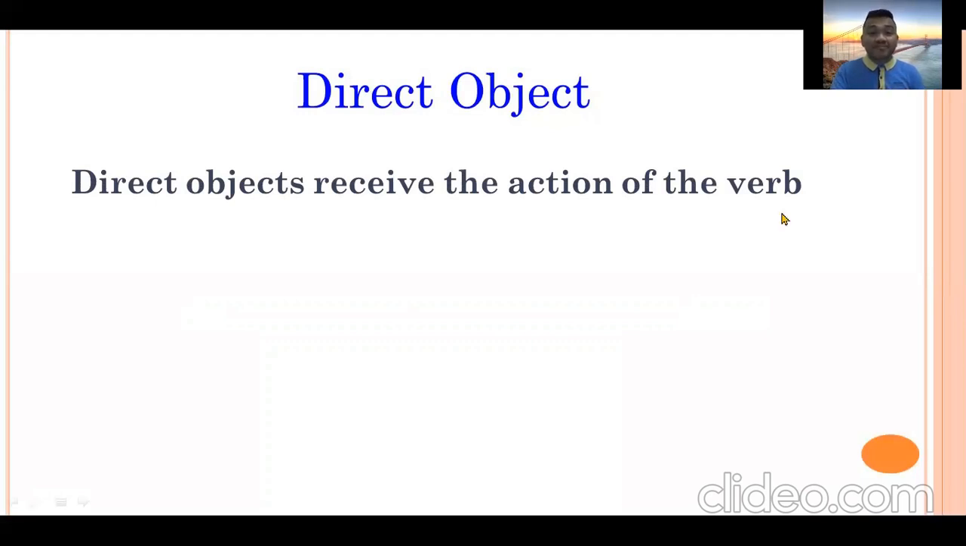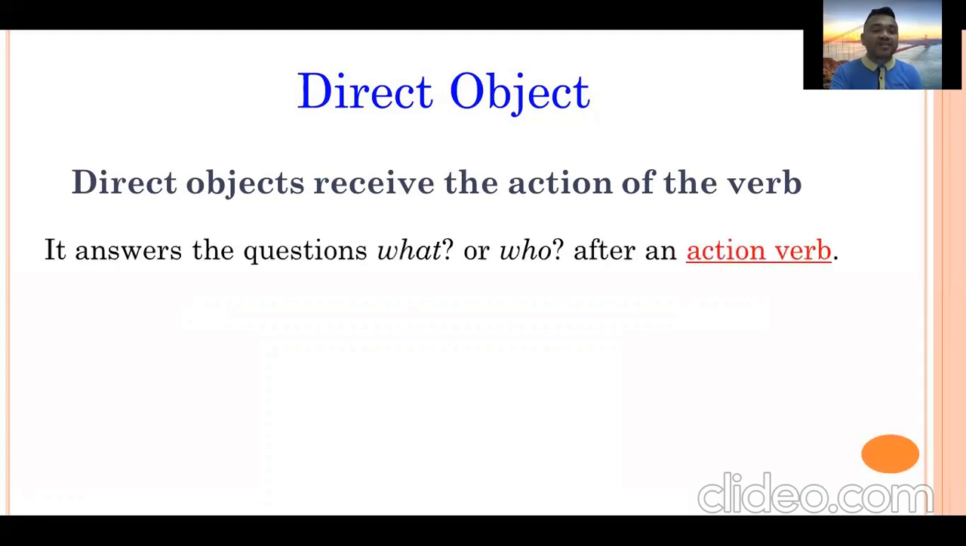Now, when we say verb, this is the action word. Like fly, like cry, like talk, these are action verbs. Also, a direct object answers the question what or who after an action verb. Again, direct object answers the question what or who. And always remember, direct object is located after the action verb.